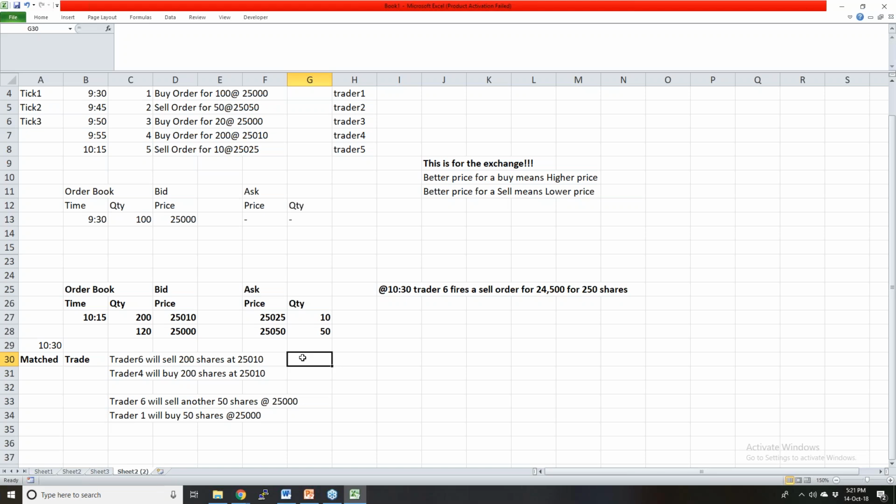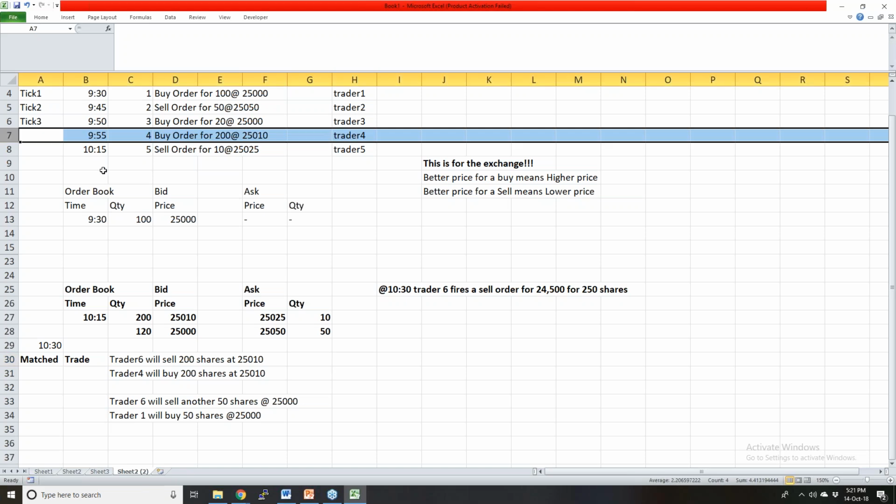An order is an instruction to make a trade, but it's not necessary that all orders, as soon as they hit the exchange, will initiate a trade. There are some orders that initiate a trade as soon as they hit the exchange. So at 9:55, when trader 4 fired an order, that did not initiate a trade. But at 10:30, when trader 6 came, that initiated a trade immediately. Is this clear? All right.